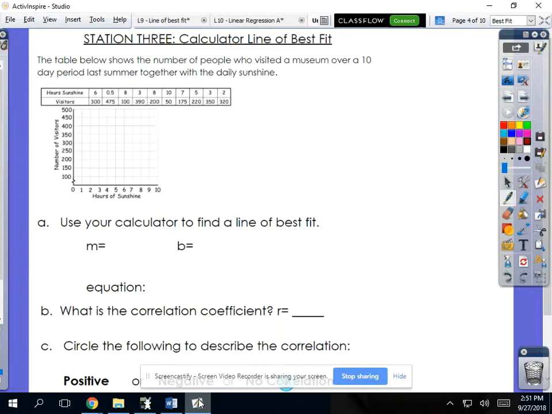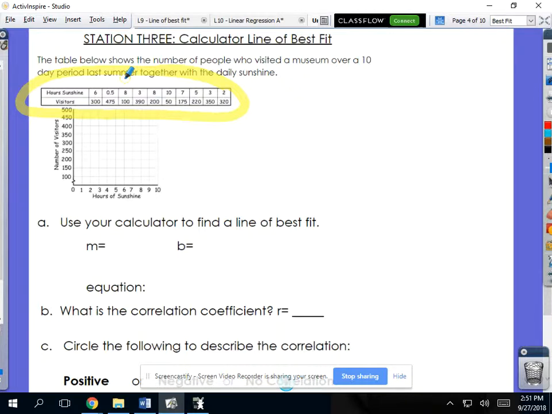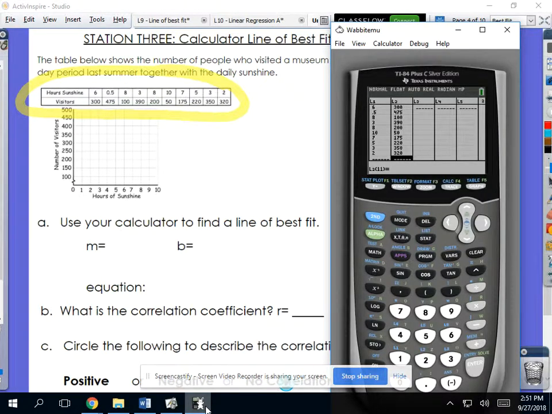So station 3 is all about using your calculator, folks. The first thing you want to do is press pause and type all this data in. You definitely have to have that data in your calculator. I've already done that, so get that data in your calculator. Here's mine, and I'm going to jump right in.